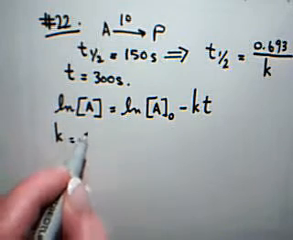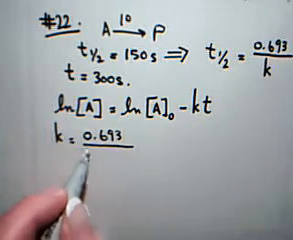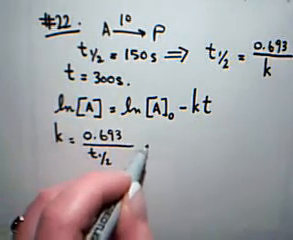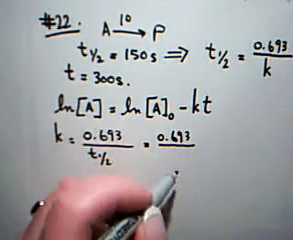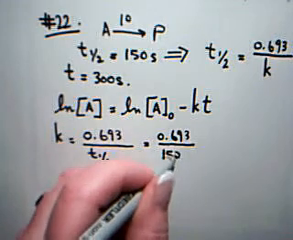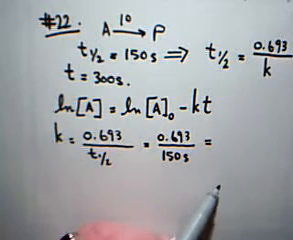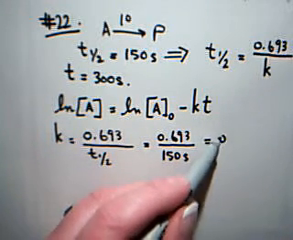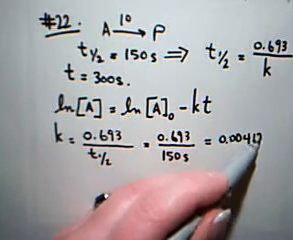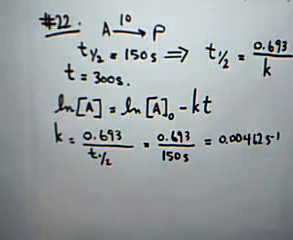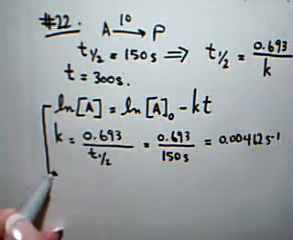So k is equal to 0.693 divided by my half-life. And that is equal to 0.693 over 150 seconds. And so I see the units of the k value are seconds to the minus 1, and the number itself is 0.00462 seconds to the minus 1. Excuse me. And so now I can use this equation.